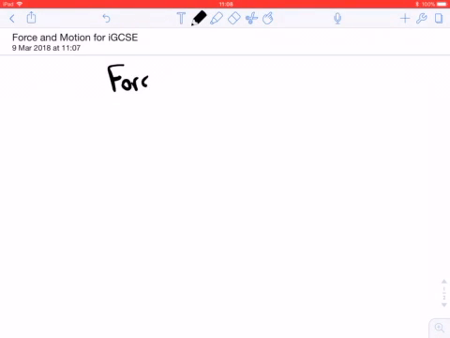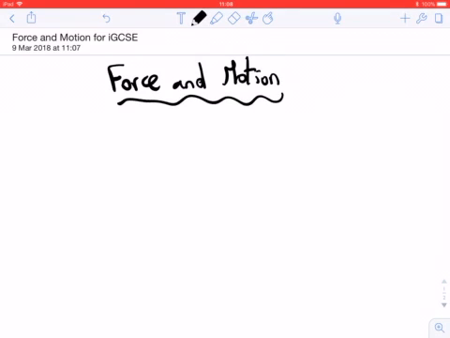Force and motion for IGCSE. First of all, we need to know something about the types of force. Forces are of different types and they're caused by different things.